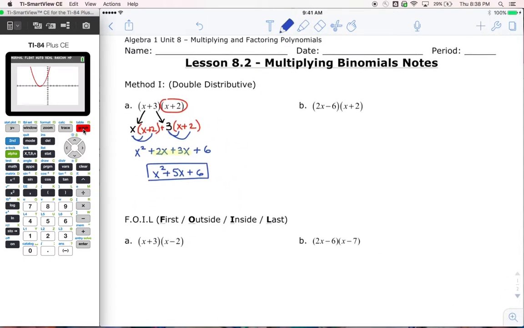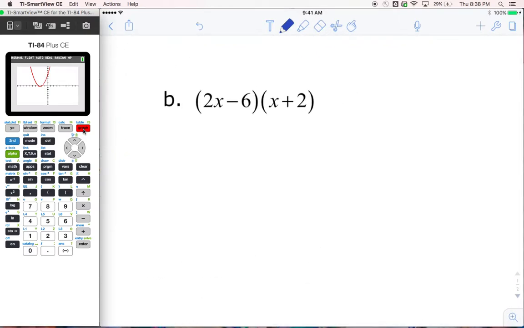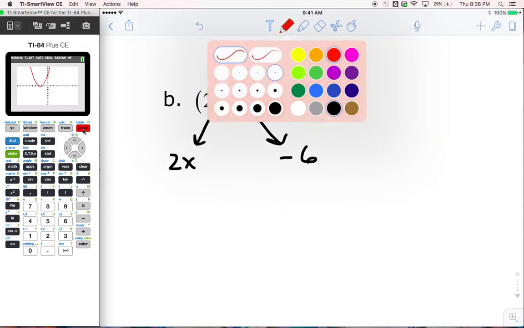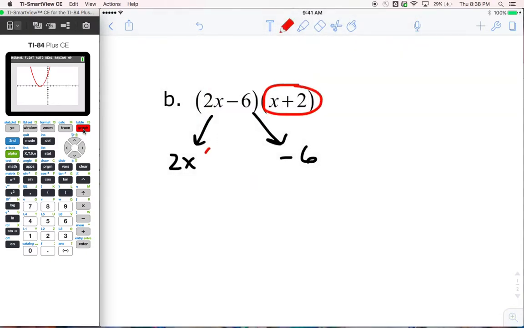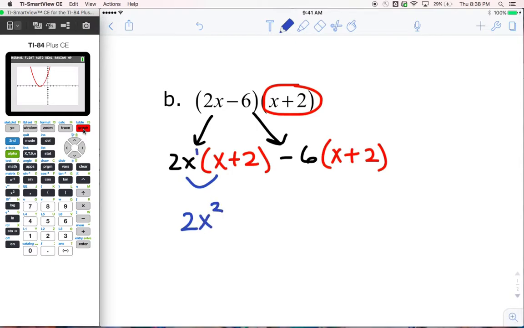All right, the second example, we're going to do more of the same here. We're going to start by splitting up the first group. So I've got a 2x and a minus 6. And then I'm going to take the second group, and it's going to get multiplied by each piece of the first group. Again, that's why this is called double distributive, because now that I've separated it, I have to distribute twice. So 2x times x is 2x squared, right, because 1 plus 1. 2x times 2 is positive 4x.